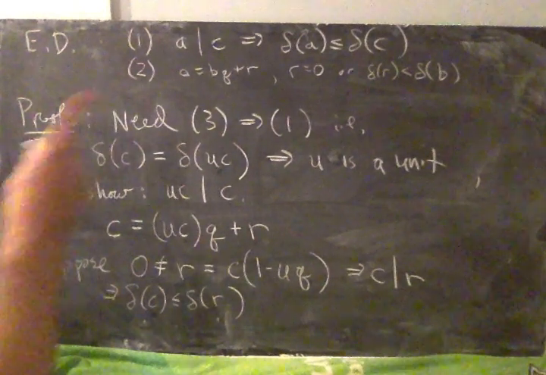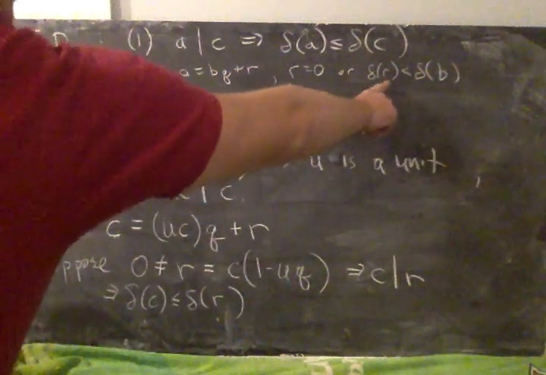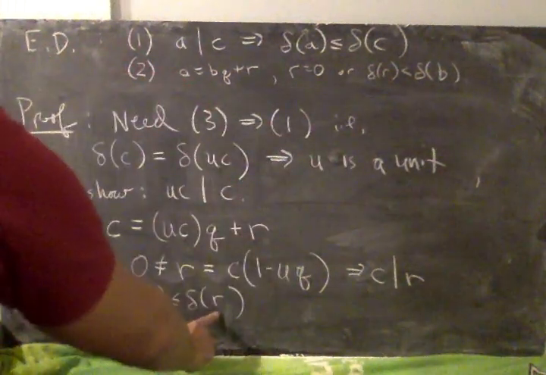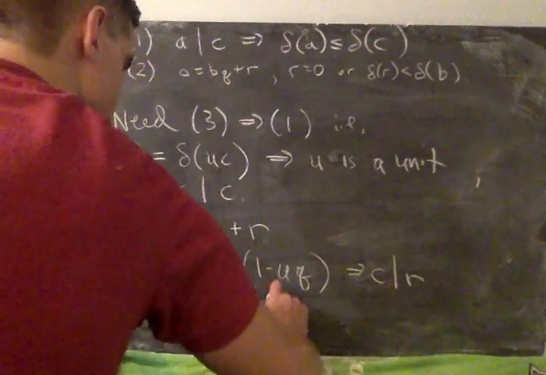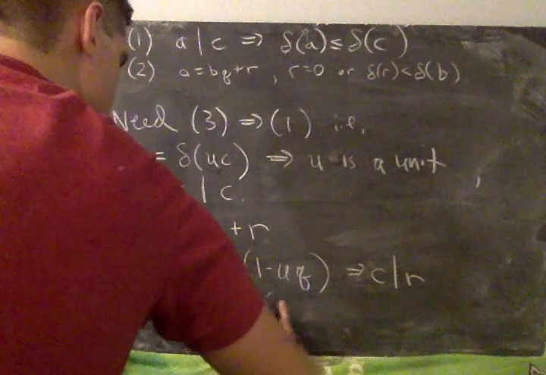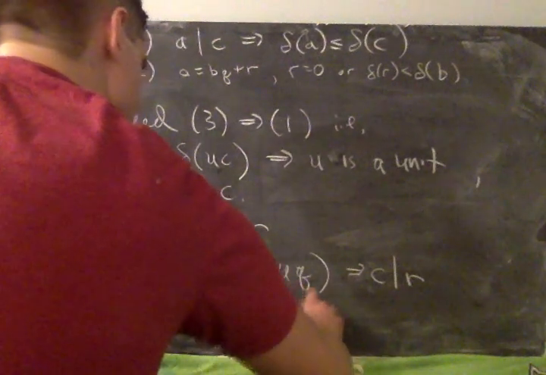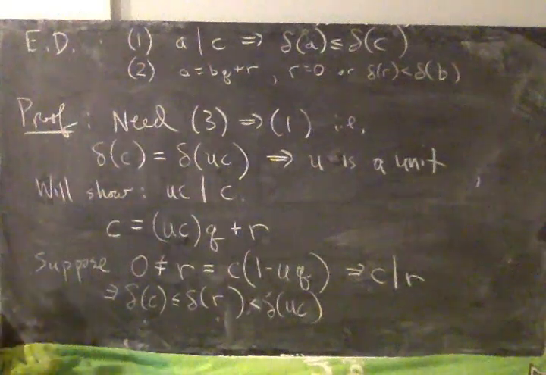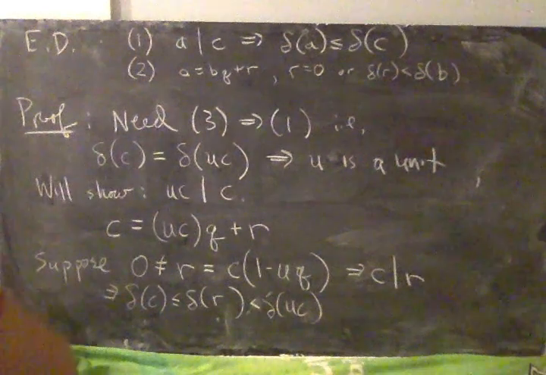But there's something else we know about R, right? That we haven't really used, the main thing, is that if R is not 0, then delta of R has to be less than the thing we were dividing by, which is UC in this case, right? So this is less than delta of UC. And by hypothesis, delta of UC was equal to delta of C.